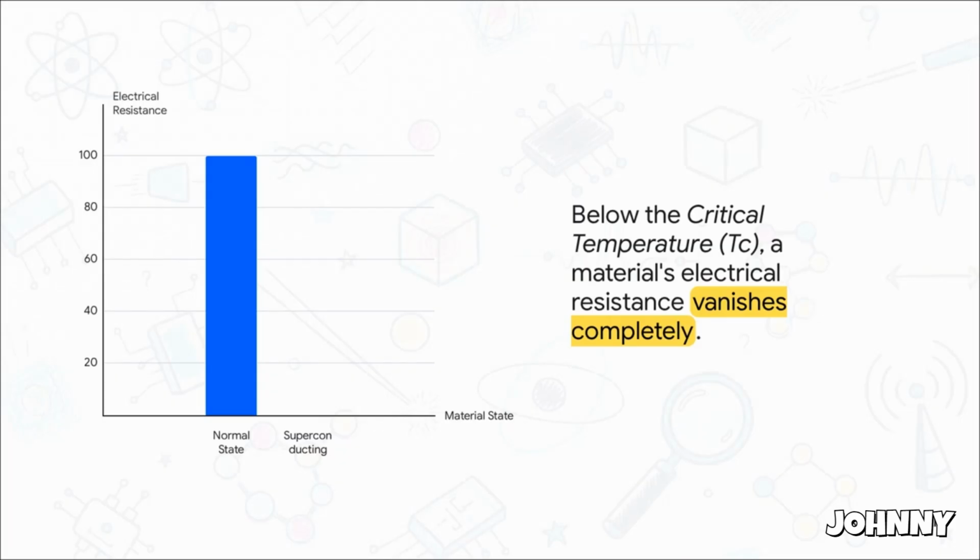And this chart just shows how unbelievably sudden that change is. Above that critical temperature, the material has resistance, like you'd expect, but you cool it down just 1 degree below that point and bam, the resistance completely vanishes. It's a true phase transition, just like liquid water freezing solid into ice.